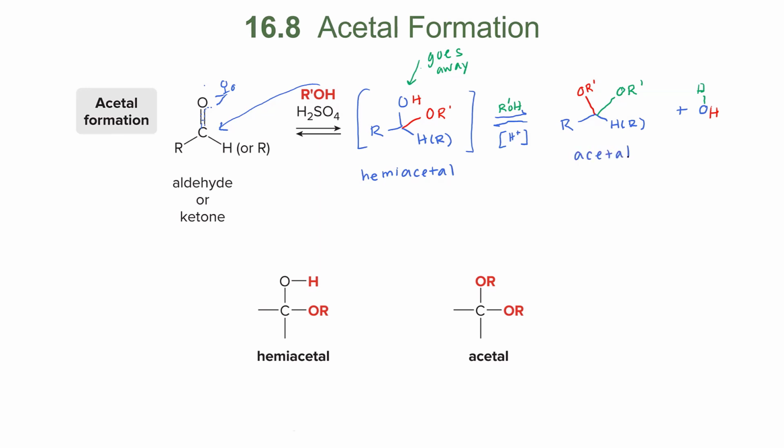So first I cut my carbonyl in half. I put one alcohol on there, and then I kicked the second one off and put another alcohol on there. So that's an acetal. A hemiacetal has one C that is bonded to one OH and one OR. An acetal has one C that is bonded to two OR groups.